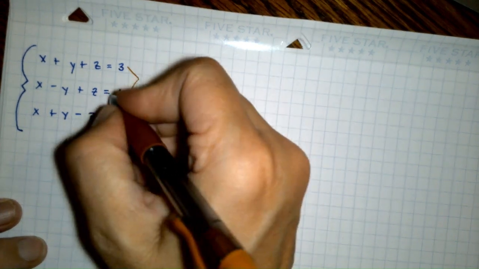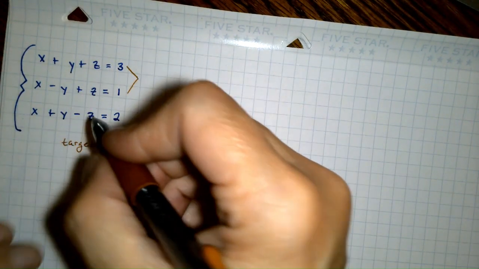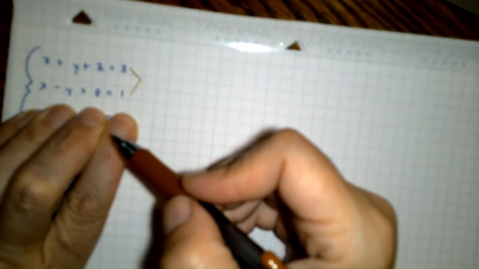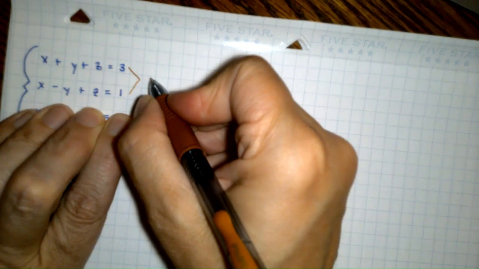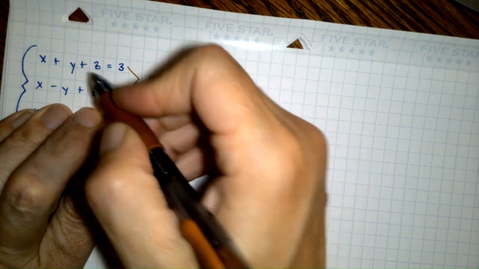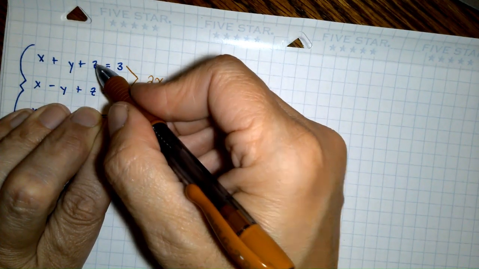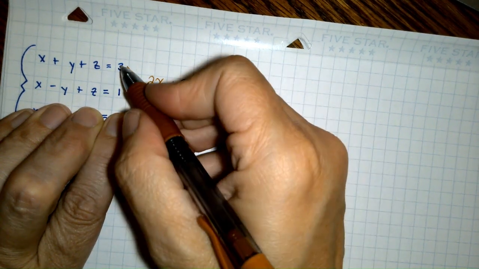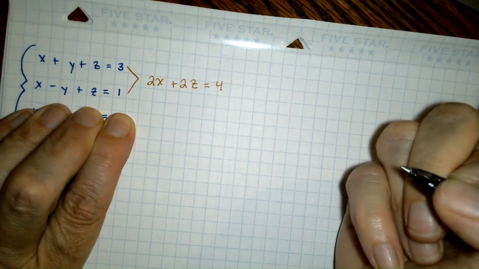I left a space in between this time so that we could see a little more of the bracket, maybe that comes together a little bit better for you. So I'm going to cover up that bottom one. X plus x is going to make 2x. Y plus negative y, that's going to cancel out. 1z plus 1z, that's going to be 2z. And 3 plus 1 is going to be 4. That's great. Our y was eliminated.